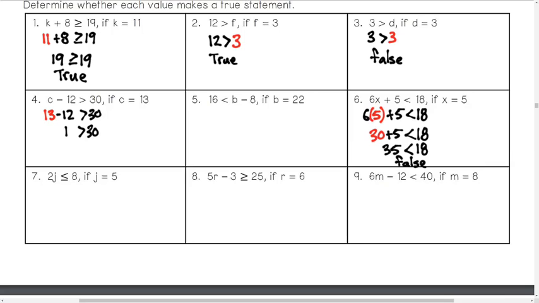Our next one here, we have 13 minus 12 is greater than 30. 13 minus 12 is 1. Is 1 greater than 30? And that is not greater than 30. So we would say that's false. And then I just keep substituting it in.